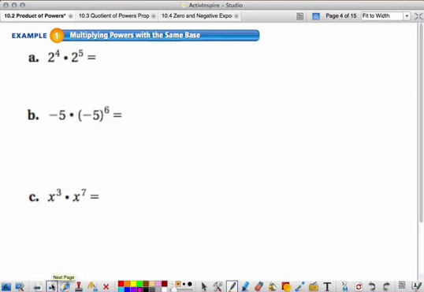All right, so when we're multiplying powers with the same base, you add the exponents. You keep your like base of 2, and when you add 4 plus 5, that gives you 2 to the 9th power. And that's all there is to it.